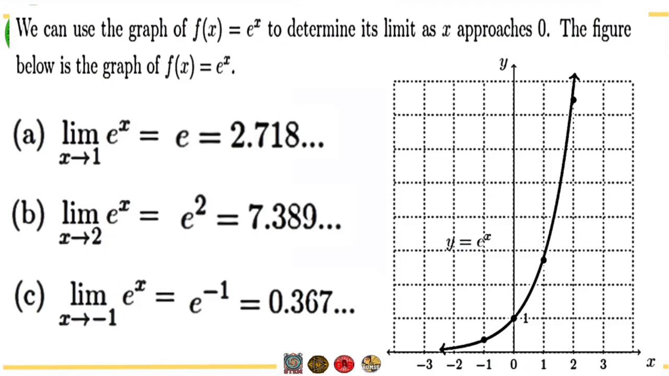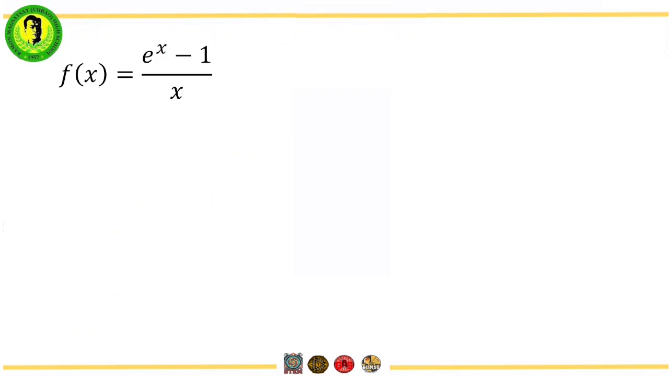Okay, if you have any questions, you can put them in your closure activity, exit pass. So we will proceed with another example. The function is e raised to x minus 1 over x. So this is the function. You will evaluate the limit of the function as x approaches 0.